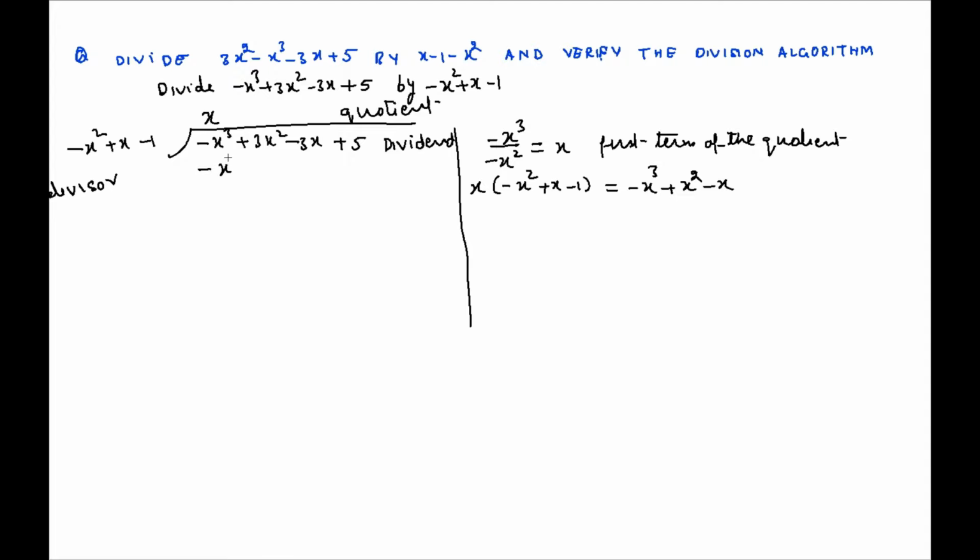So write minus x cubed plus x squared minus x, change the sign, first term will be cancelled, you will have 2x squared minus 2x plus 5. Now again divide 2x squared by minus x squared. This will come out to be minus 2, that is the second term of the quotient.